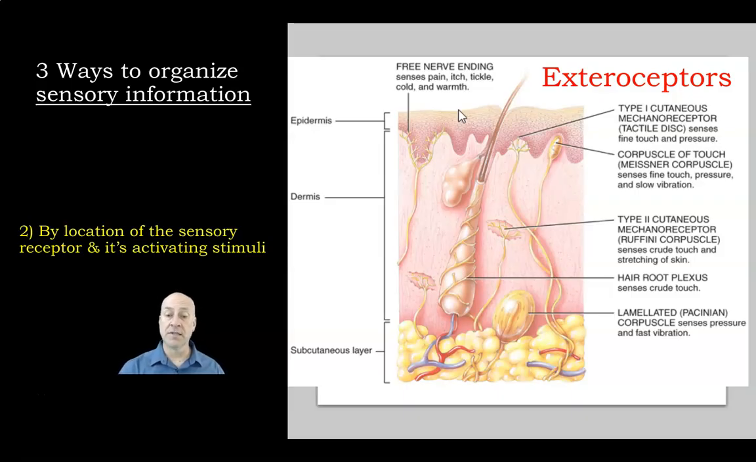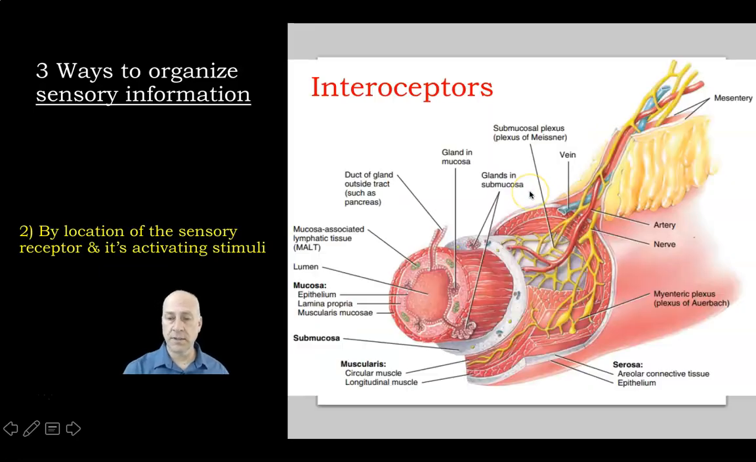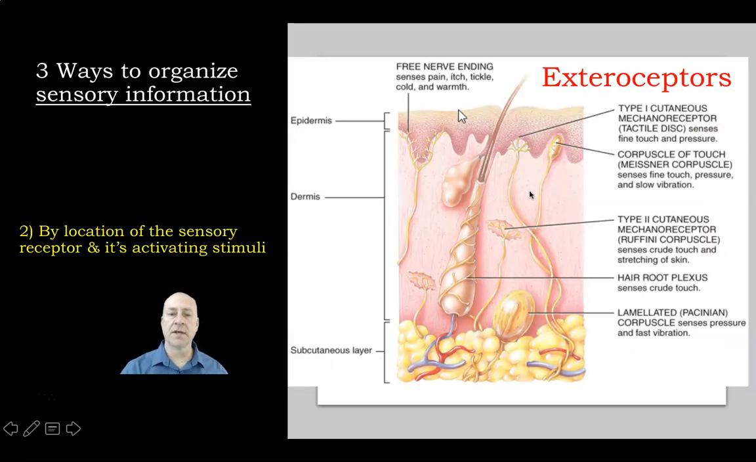They're the free nerve endings in the dermis and the epidermis, and they're the tactile receptors, the Meissner's and the Pacinian in the dermis, right? And all those sorts of things, okay? Exteroceptors are interacting with the outside world.